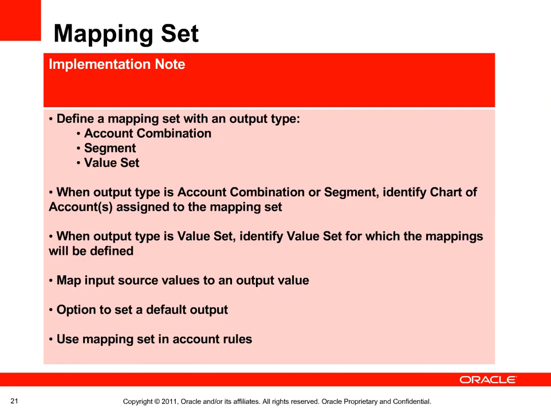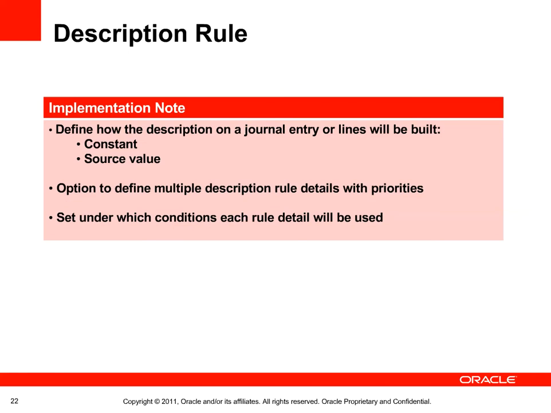Mapping sets are used in account rules and help eliminate the need for multiple priorities within the same account rule and complex conditions. A mapping set can be defined to return values for several charts of accounts and is thus very reusable. You can define and use a mapping set in different sets of rules defined for different charts of accounts. You can use description rules to store a description on journal entry headers or lines.